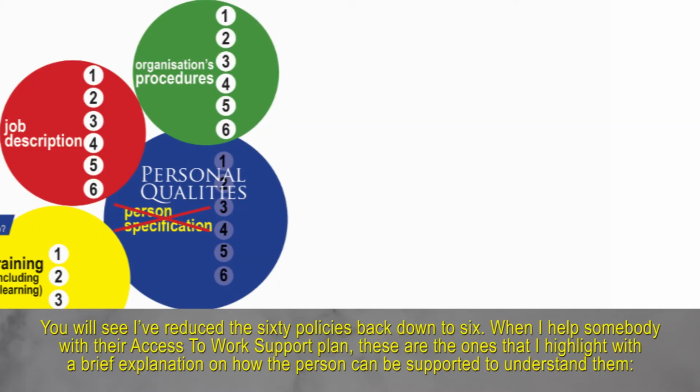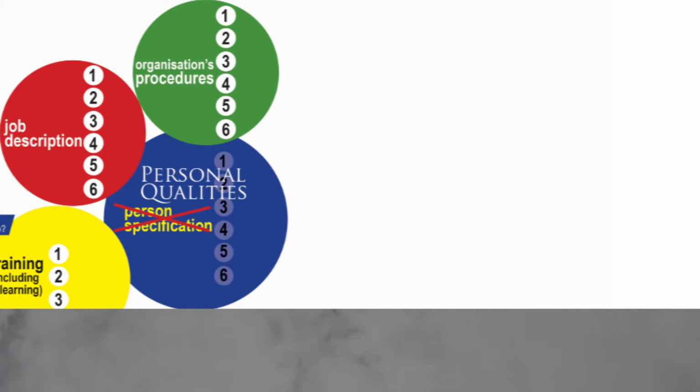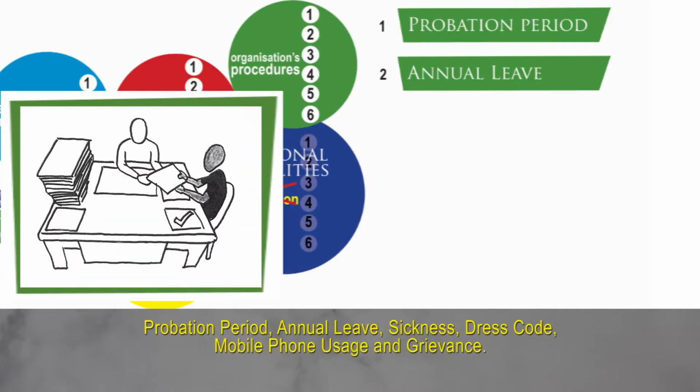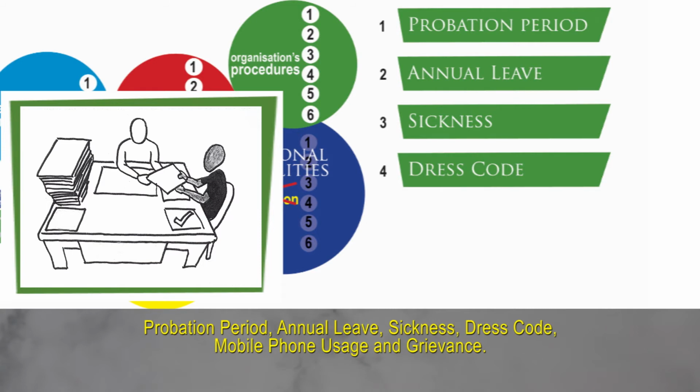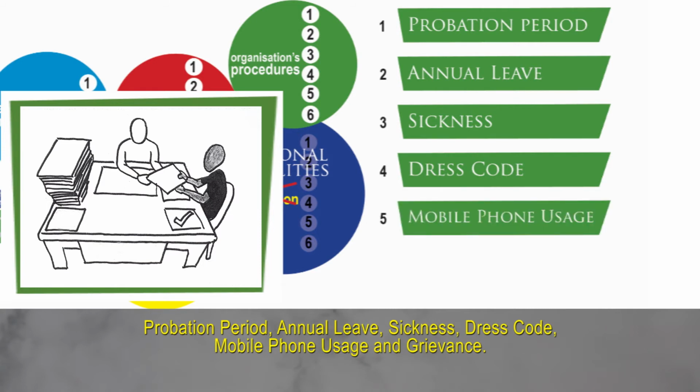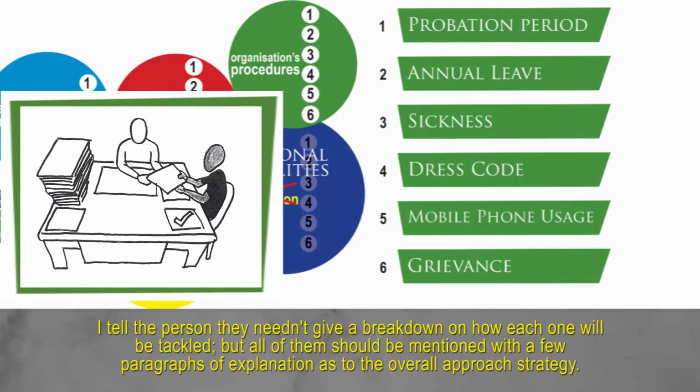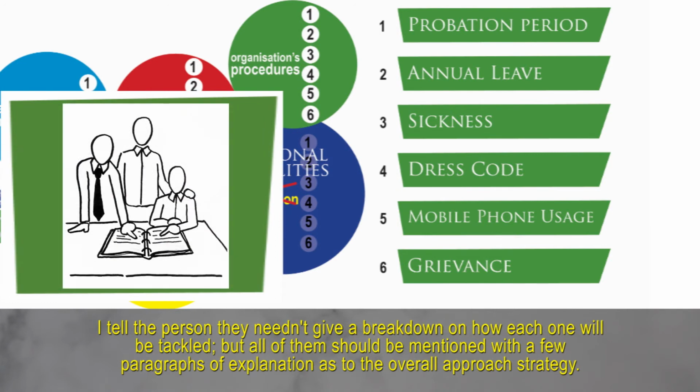You will see I've reduced the 60 policies back down to 6. When I help somebody with their Access to Work support plan, these are the ones that I highlight with a brief explanation on how the person can be supported to understand them. Probation period, annual leave, sickness, dress code, mobile phone usage and grievance. I tell the person they needn't give a breakdown on how each one will be tackled, but all of them should be mentioned with a few paragraphs of explanation as to the overall approach strategy.